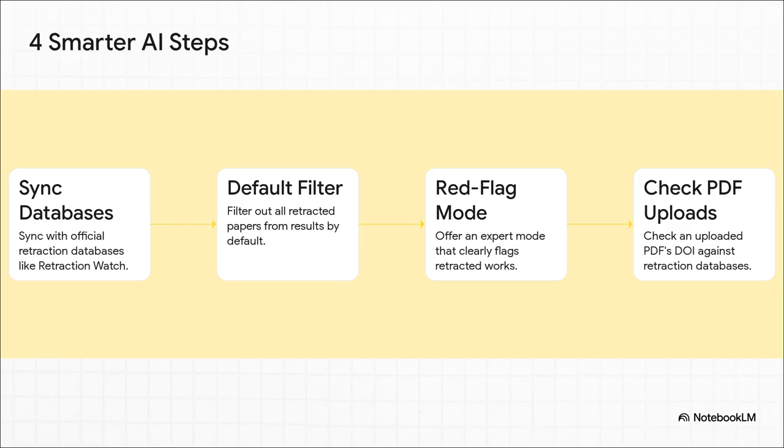Step 2, by default, just filter these zombie papers out, just like Scopus AI does. Easy. Step 3, for the experts who actually need to study these bad papers, give them a special red flag mode that screams warning all over the content and the citation. And finally, step 4, and this is a big one. When a user uploads a PDF, the AI should just automatically grab its unique ID, the DOI, and check it against those retraction databases. Simple.